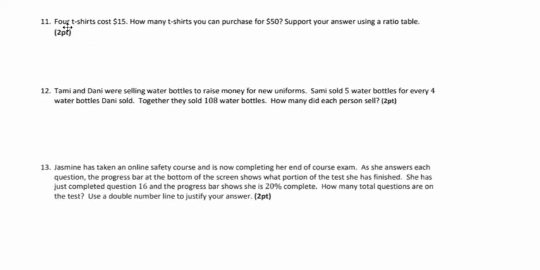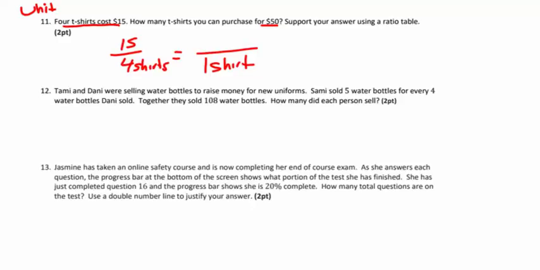All right, so 4 shirts cost $15, and I want to know how many I can buy with $50. Okay, first of all, you just got to figure out unit price here. You got to figure out how much one costs. That's your easiest way to do that. So if I can buy 4 shirts for $15, I want to know how much 1 shirt costs. Okay, so I just put in my calculator 15 divided by 4, and that's $3.75. So that's how much 1 shirt costs.